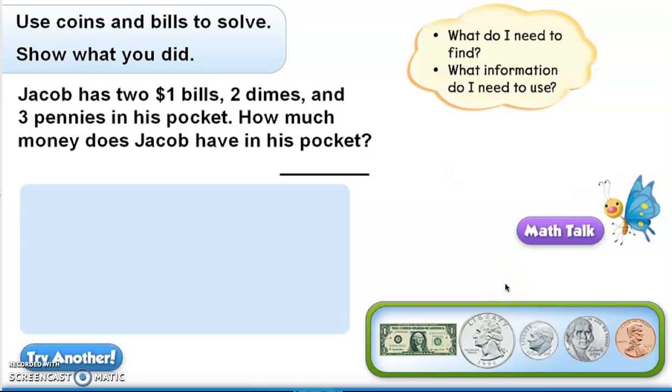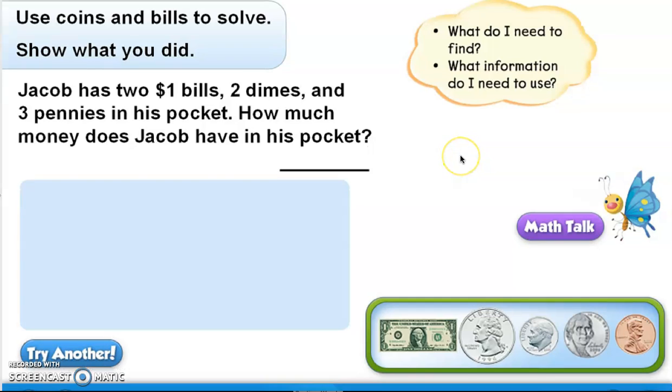So now we're going to move on to the next one. So again, we're going to think about what do I need to find and what information do I need to use. So it says use coins and bills to solve, show what you did. So Jacob has two $1 bills, 2 dimes, and 3 pennies in his pocket. How much money does Jacob have in his pocket? So again, what do I need to find? We need to find how much money Jacob has in his pocket. What information do I need to use? We need to use the information that he has two $1 bills, he has 2 dimes, and he has 3 pennies in his pocket.